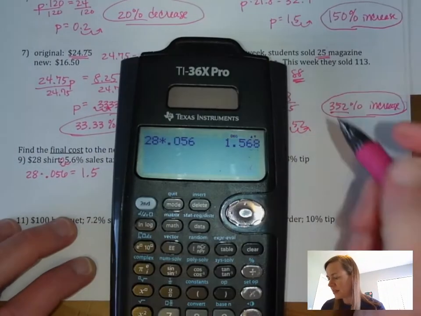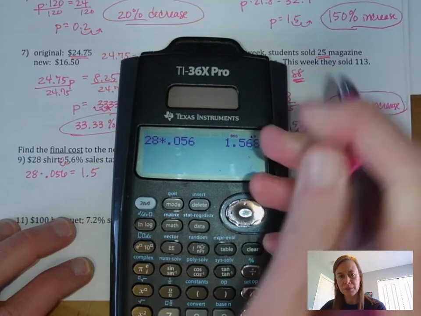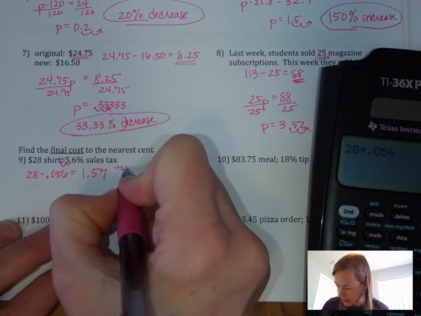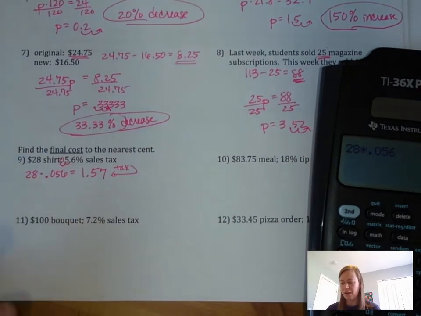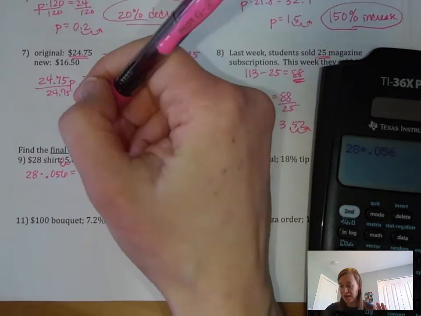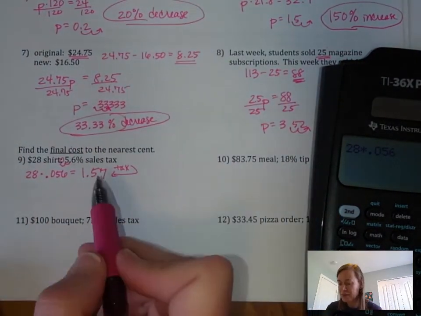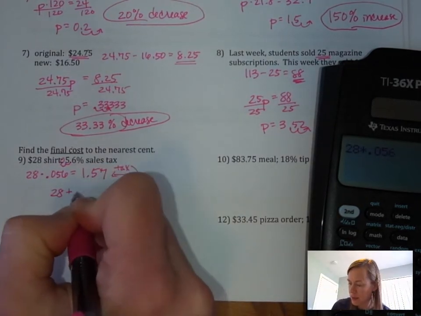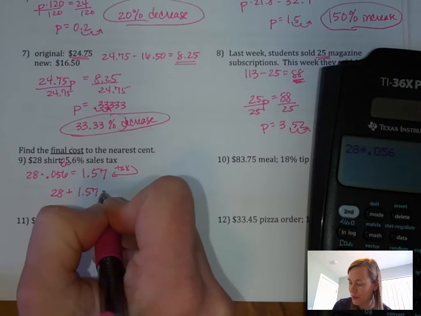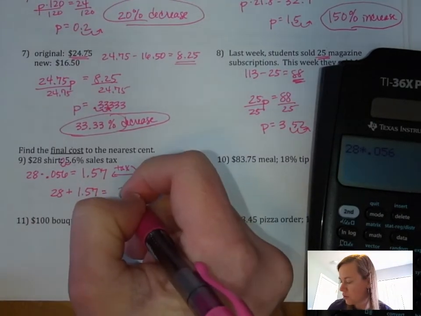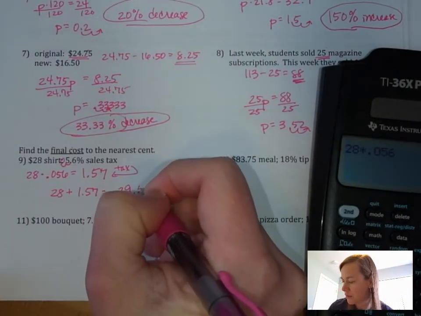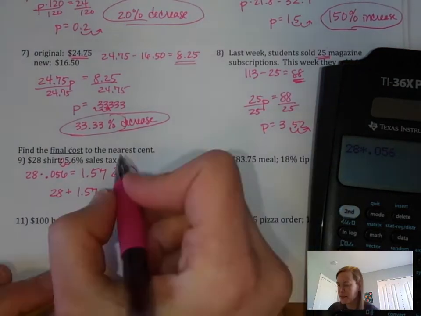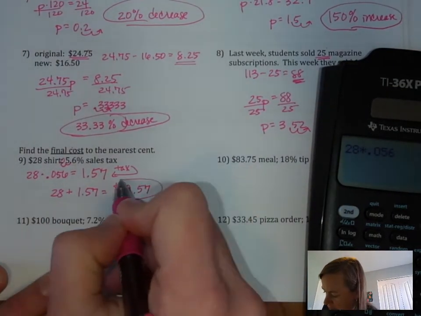1.5, instead of leaving it as a 6, the 8 is going to bump that up to a 7, okay? So 1.57. So this is the tax right here. Now to find the total cost, the final cost, you're going to have to add the tax to the original price. So 28 plus 1.57 equals 29.57. Okay, so add a dollar sign and you have your final answer.